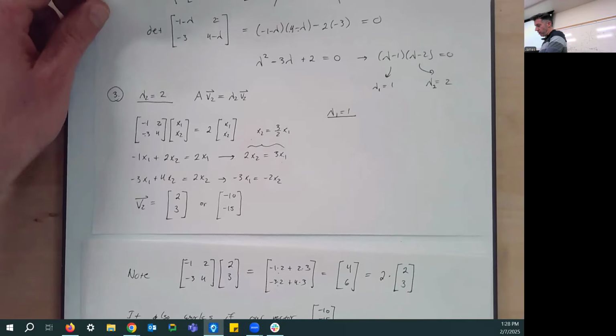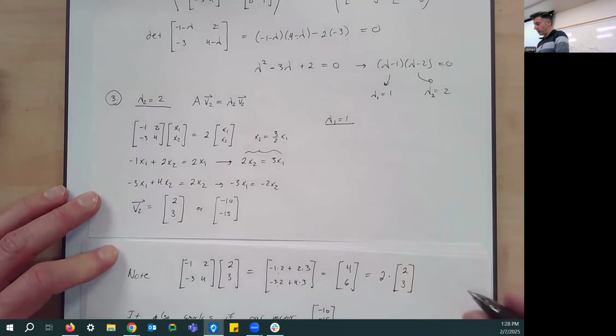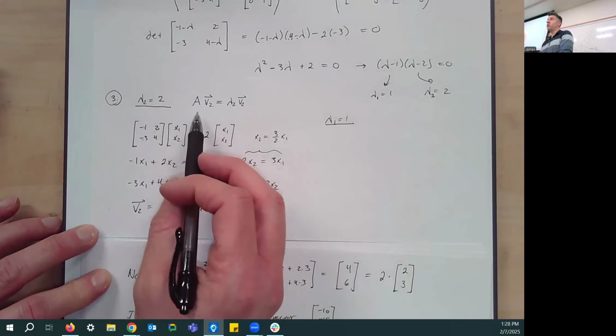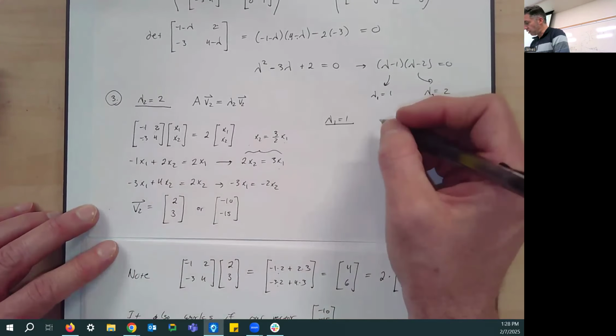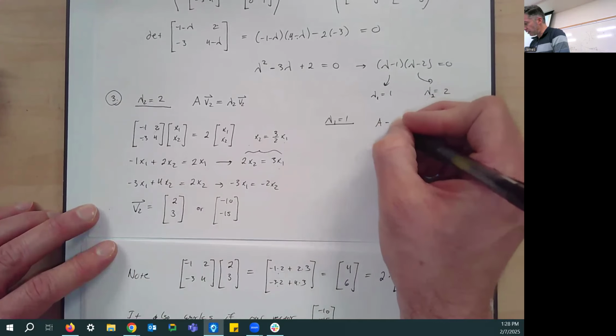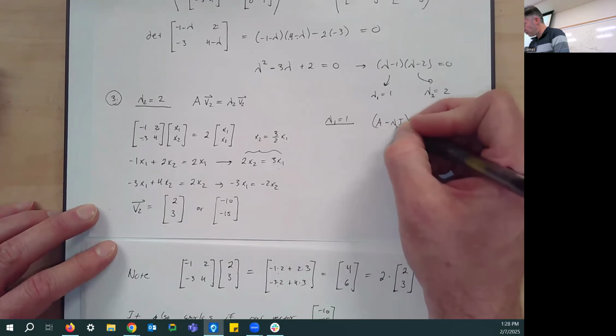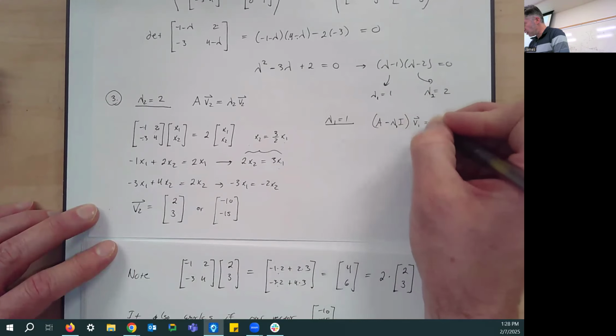Okay, back to up here though. So if I look at λ1 equal to 1, instead of doing it this way, the alternative way is to say we're going to solve A minus lambda I multiplied by our eigenvector equal to the 0 vector.